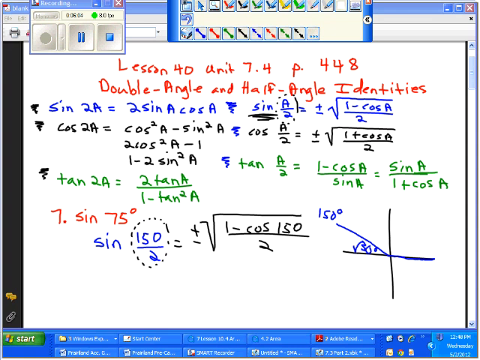Now, we're in quadrant 2. This is a smart trig class, right? They're all positive in quadrant 1. Sine is positive in quadrant 2. Tangent is positive in quadrant 3. Cosine is positive in quadrant 4.